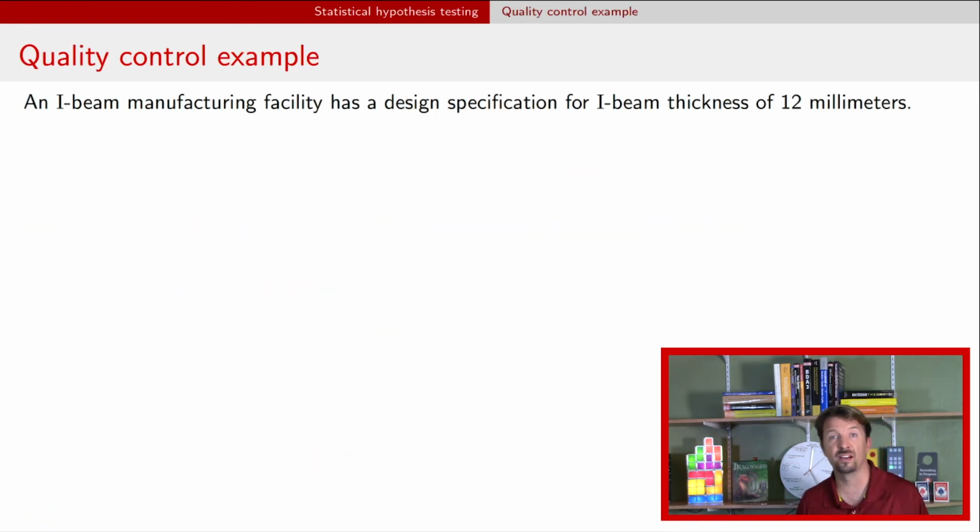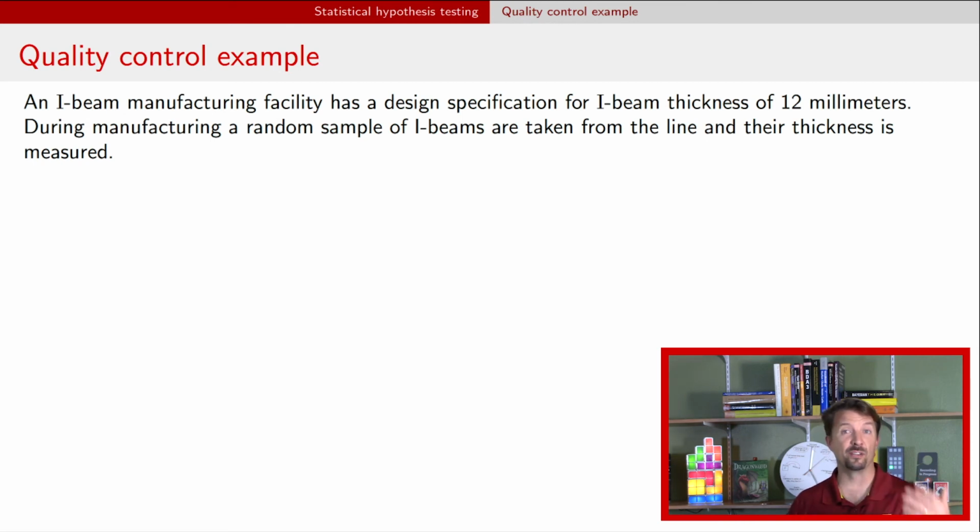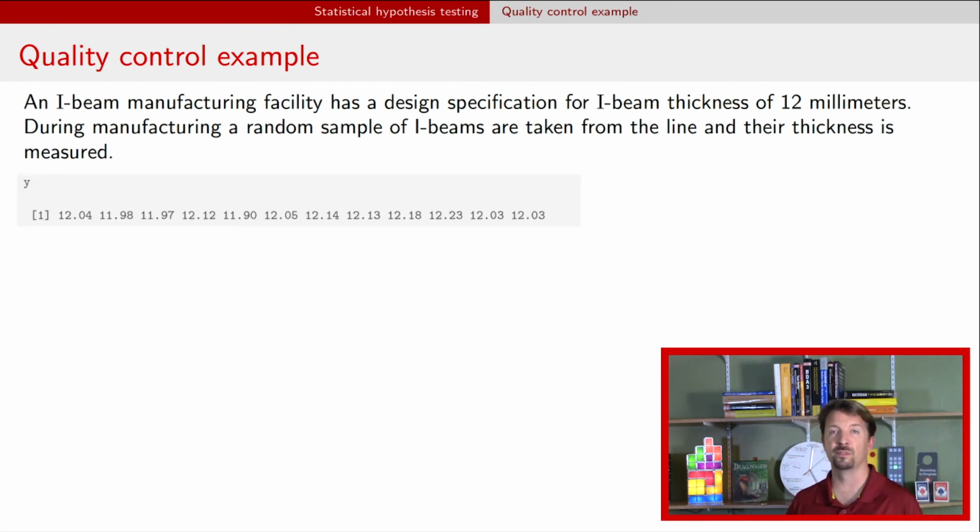So here is an example of an I-beam manufacturing facility. And these I-beams are constructed with a design specification for their thickness, perhaps in the middle, to be 12 millimeters. During the manufacturing process, there's a random number generator that every once in a while decides to take an I-beam for measurement. And so that gets pulled off the assembly line and gets measured in terms of its thickness. And when you repeat this process for 12 example I-beams, you find that you get these particular data. And now the question is, do these I-beams have that design specified mean of 12 millimeters?